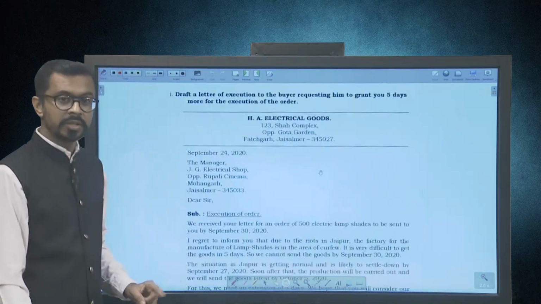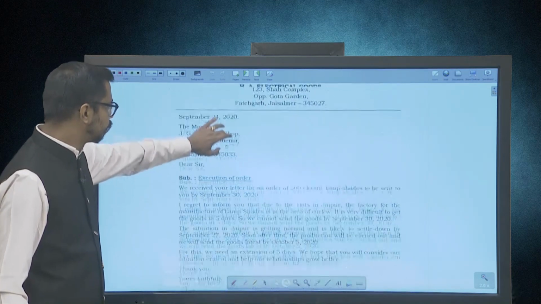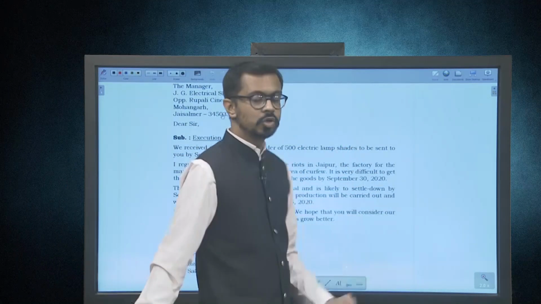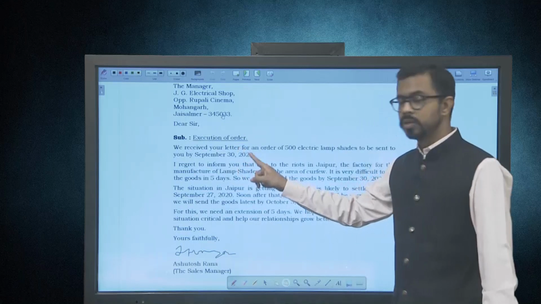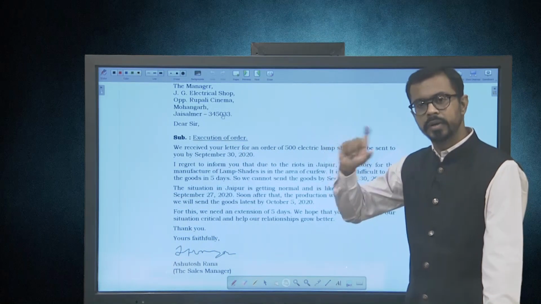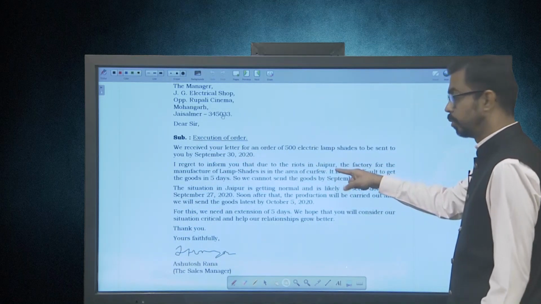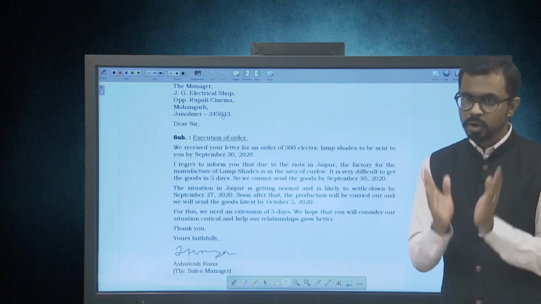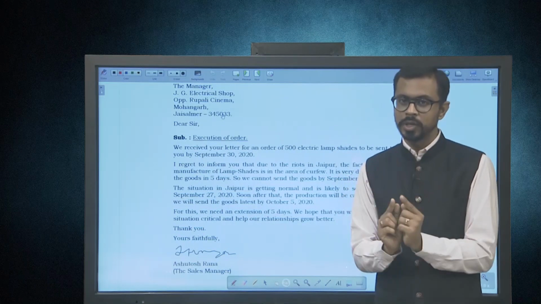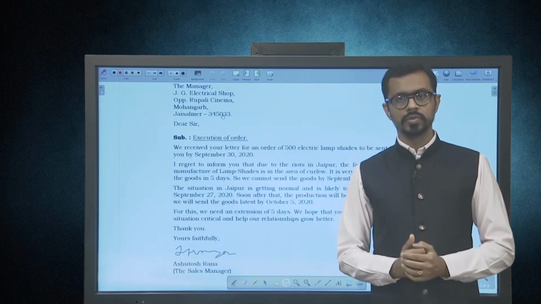What do you mention in the letter? Execution of the order. We received a letter for an order of 500 electric lampshades to be sent to you by September 30, 2020. The details of the earlier communication. I regret to inform you that due to the riots in Jaipur, the reason has to be strong, has to be valid. It does not require an excuse. You have to be very genuine. If it's a genuine reason, then the customer can understand the situation.